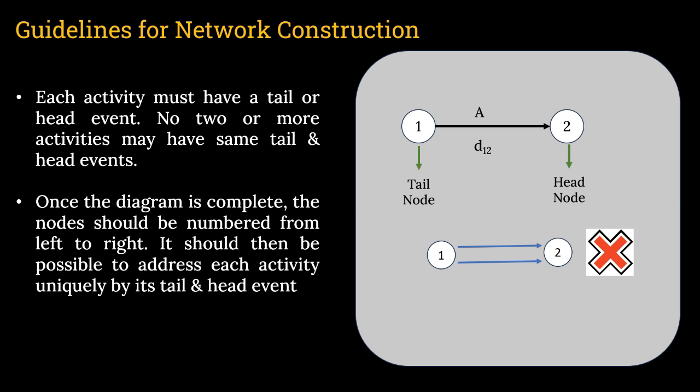Once the diagram is complete, the nodes should be numbered from left to right. You can see I have already given 1 and 2. It should then be possible to address each activity uniquely by its tail and head event. Clear? Once the diagram is completed, you are going to put the numbers in the nodes starting from left to right. Then only will it be uniquely addressed. Which one is the tail node, which one is the head node. Clear?